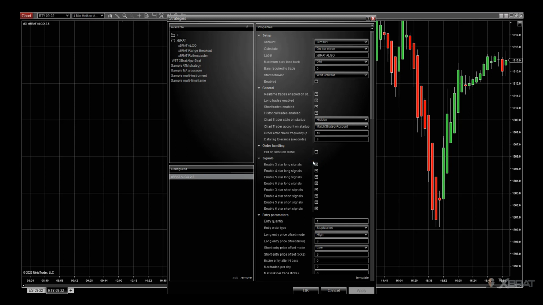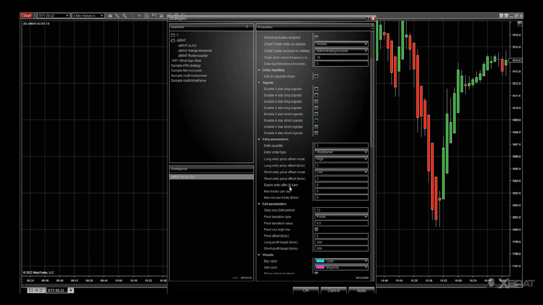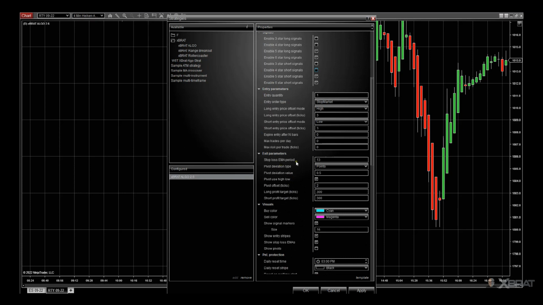background. So the first thing we're going to do here is take off 3 and 4 stars on the signals. I'm only really interested in 5 and 6 stars. We're going to leave everything else as it is. So the stop loss standard at 13 EMA. Long profit target, it's pretty high right now. More likely we're going to be looking at 80 ticks. So let's just change those because we're only on a 4 minute. What we're looking for, we're going to see how far those moves go.